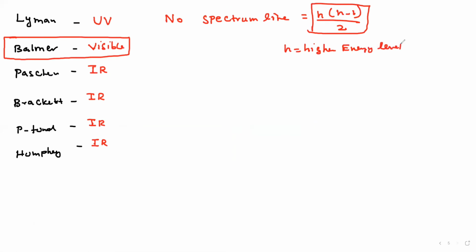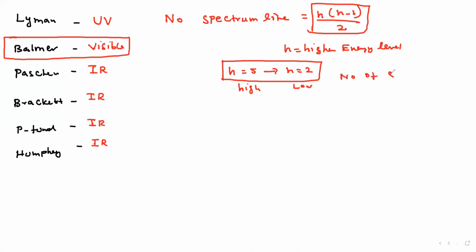For example, the electrons are emitted from the n value 5 to the n value 2. Now, how many spectral lines are possible? How do we find out which is higher energy? n=5 is higher energy, and this is lower energy. Now, how many spectral lines? The number of spectral lines.